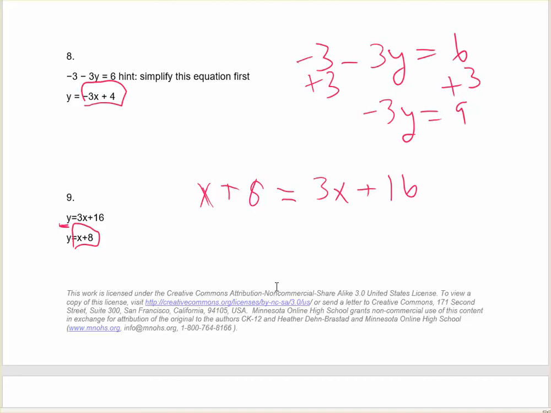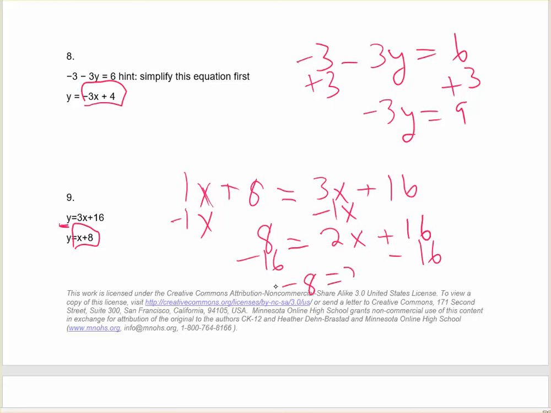Then we just need to solve this equation for x. So this is the same as 1x. I can subtract 1x from both sides. That would leave me with 8 equals 3x minus 1x is 2x plus 16. And then I'm solving for x, so I should subtract 16 from both sides. That gives me -8 equals 2x. Divide by 2, and I get that x is equal to -4.